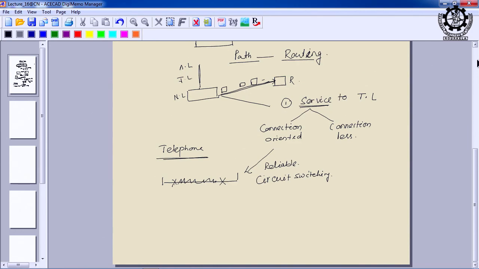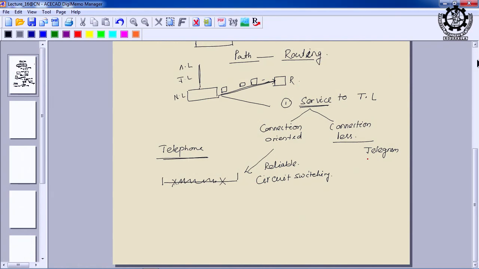The other group, the connectionless group, works similar to your telegram. When you send a telegram, you do not know which path your data or the message will follow. You deliver the data at the post office. Now, the post office decides which route it will follow, or how it will forward the packet or your data, and ultimately it reaches the destination.